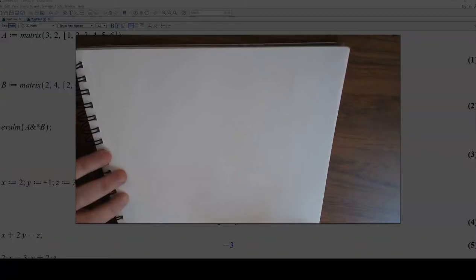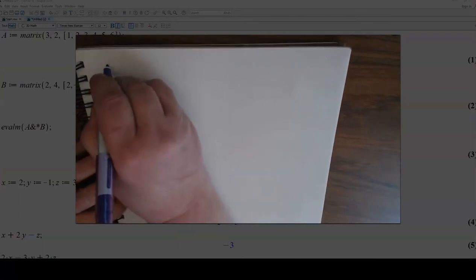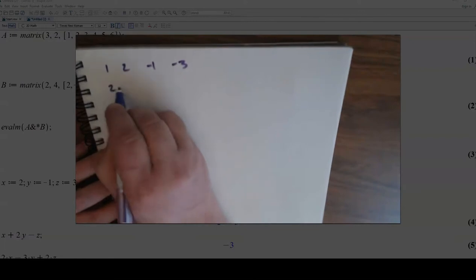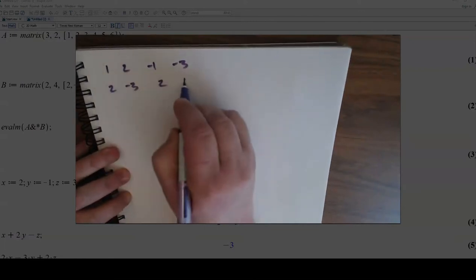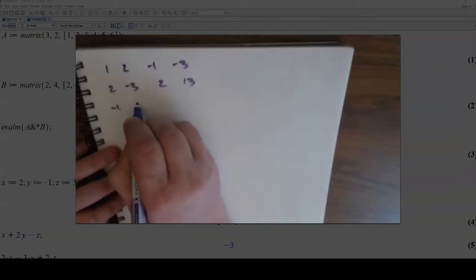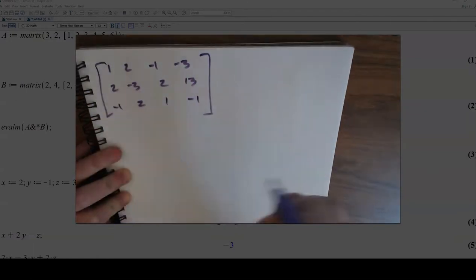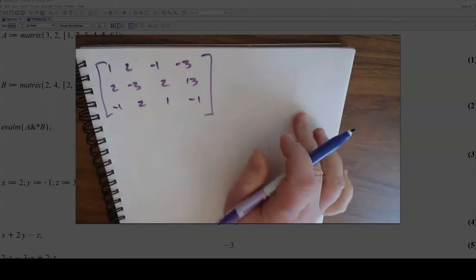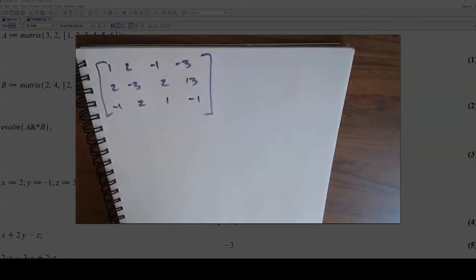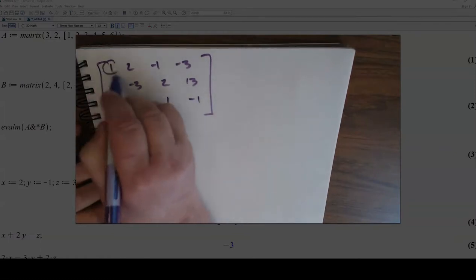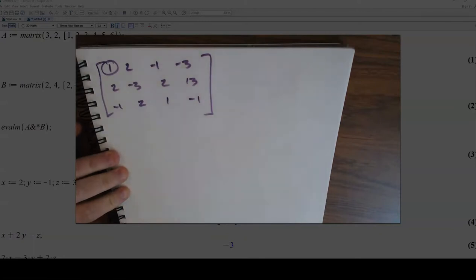So let's try this with an example. Suppose we have the matrix 1, 2, -1, -3, 2, -3, 2, 13, -1. So when you do this, you want to do it very methodically. You're going to start with the first row, first column, then second, then third, and move your way across. So the first thing I want to do is get a 1 in this position, which I already have, which is great.